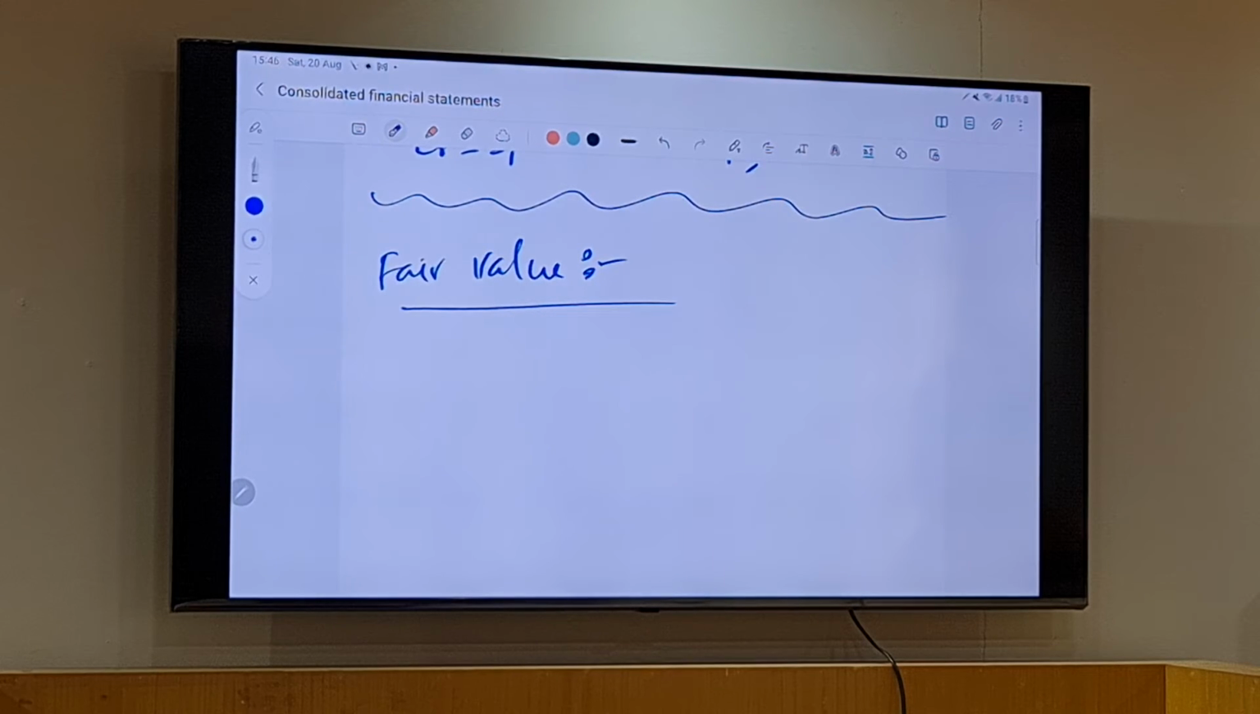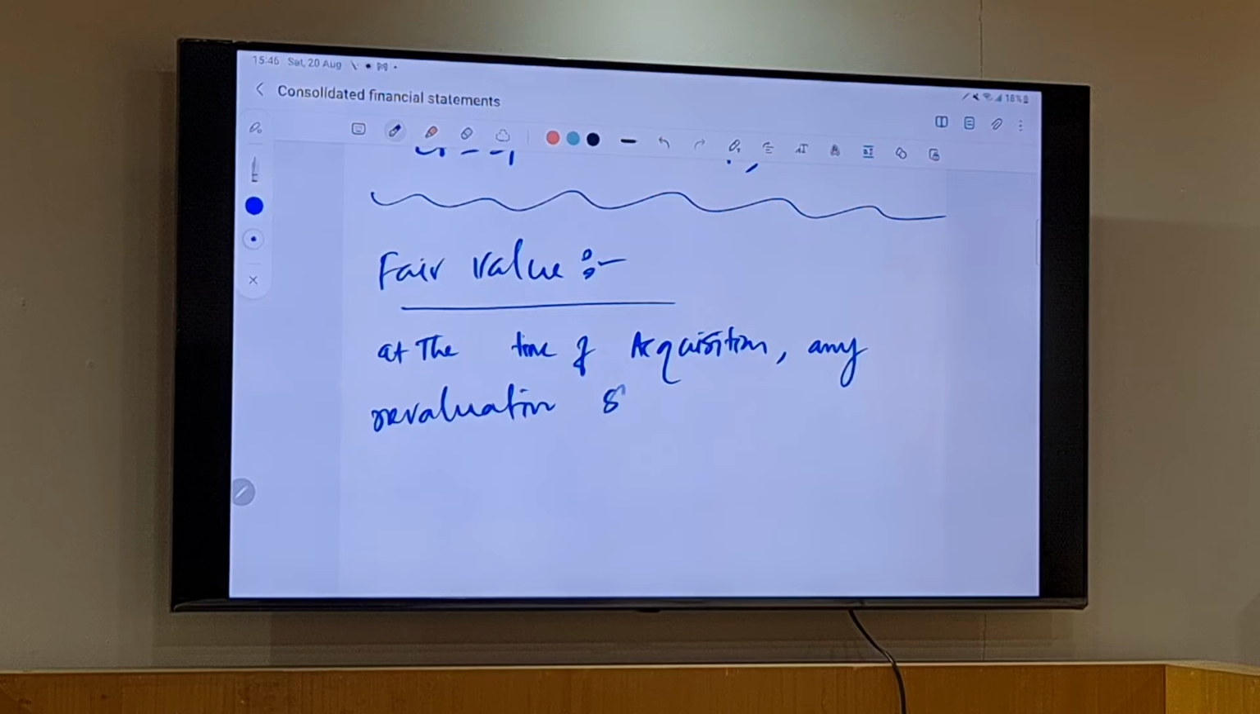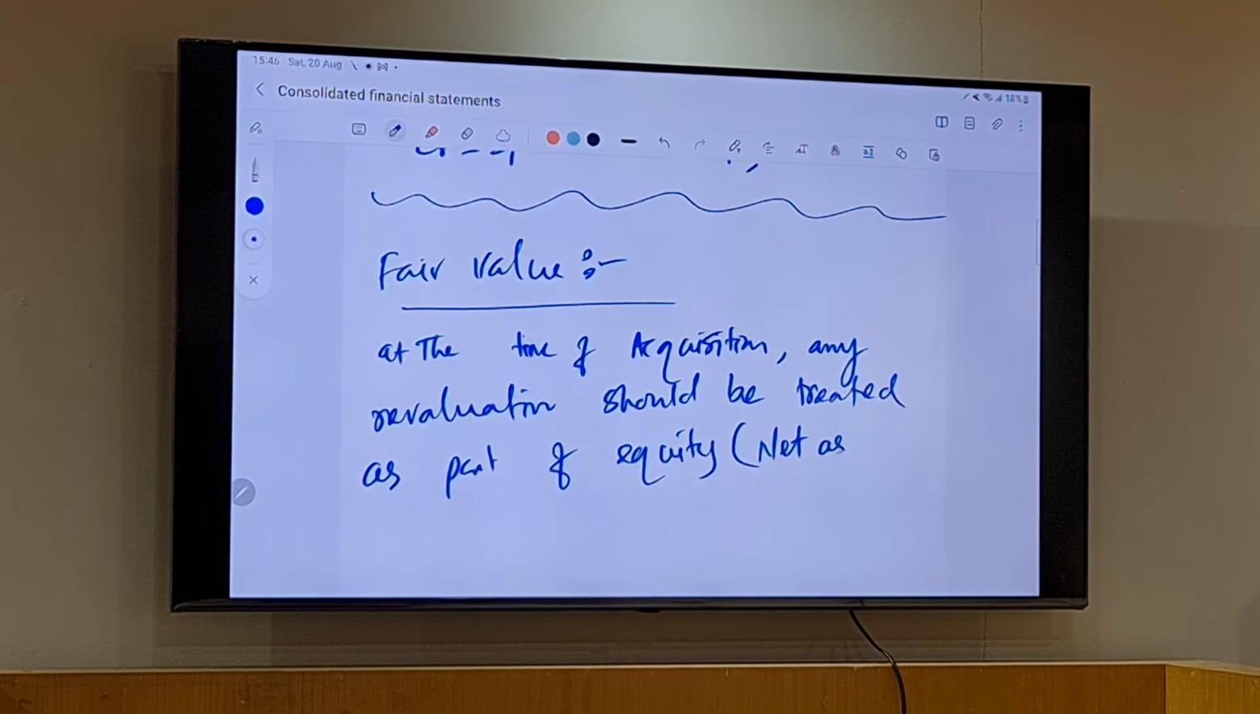That 1,000 also should be considered as a net asset for the purpose of calculating. So net asset is equity. Equity means share capital and reserve. So in that reserve list, you will write this out. That's it. At the time of acquisition, any revaluation should be treated as part of equity. Now you can write.